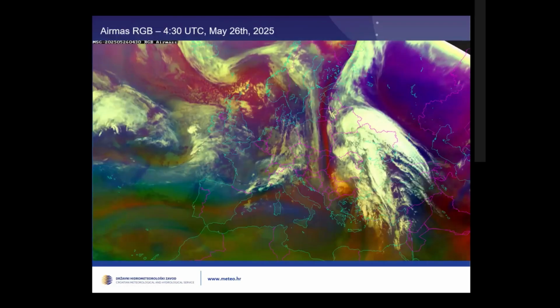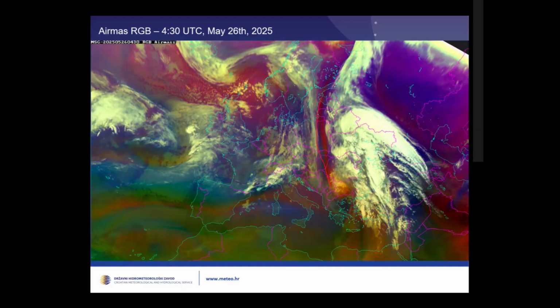So let's take a look at today's weather at the Airmass RGB. So if you'd please be so kind and put a line where you see a border between warm and cold air mass. So for those who are not maybe that familiar with the Airmass RGB, the colder the air mass is, the color goes more to the blue and purple, and the warmer air mass is then more in greenish tones.